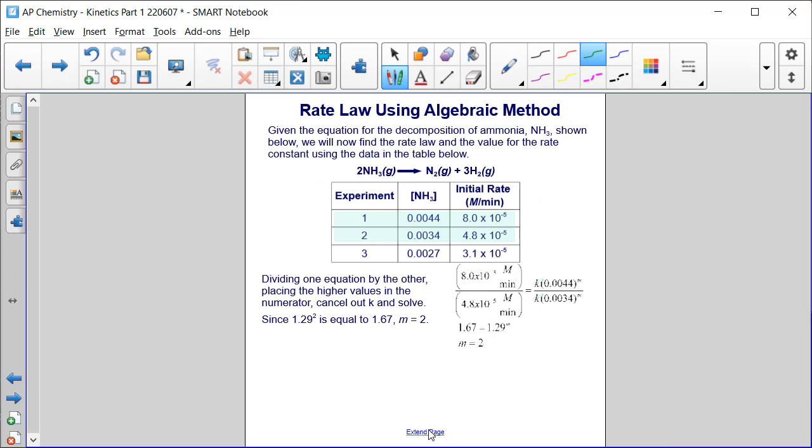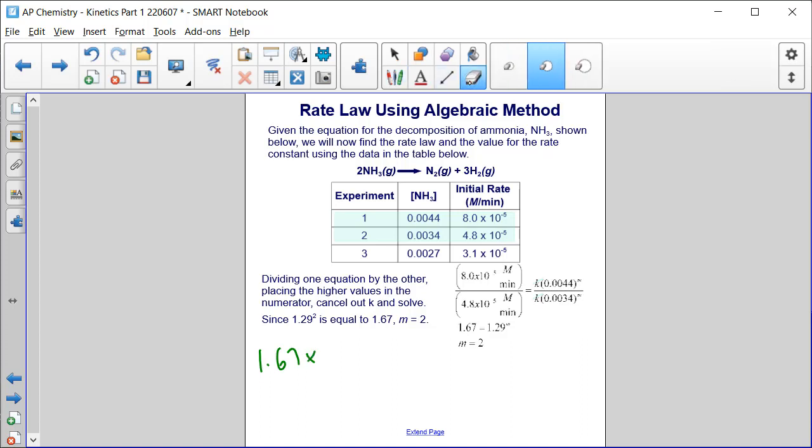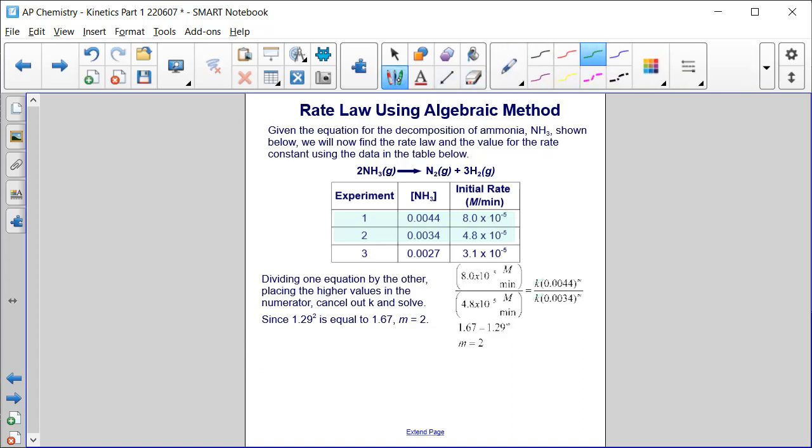To solve this, should you want to know how to solve for this exponent in the event that you don't know how, or you just need a little intermediate algebra refresher. So 1.67 is equal to 1.29 to the power of M, right? So I just took this and moved it here. And we're trying to solve for this exponent M.